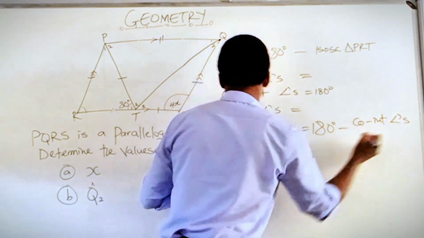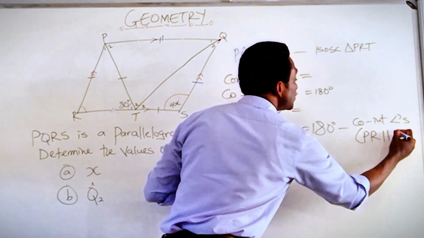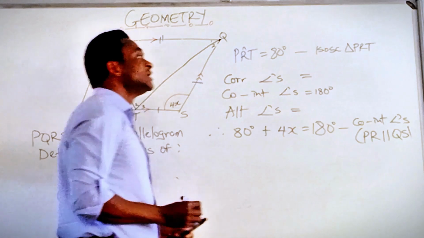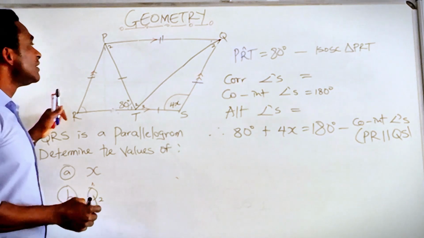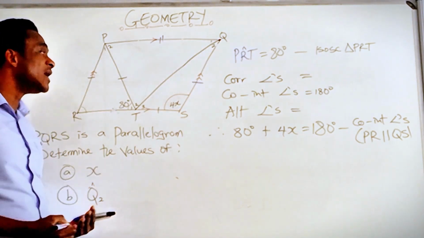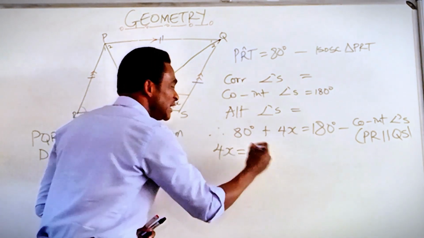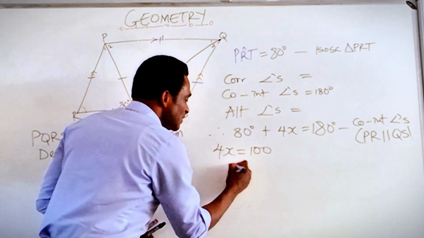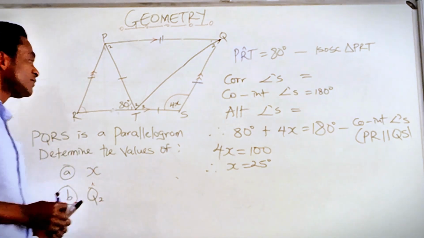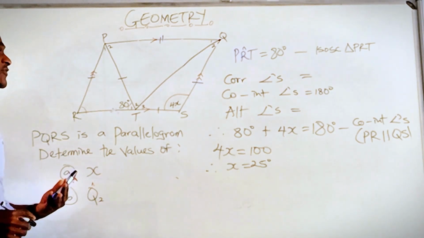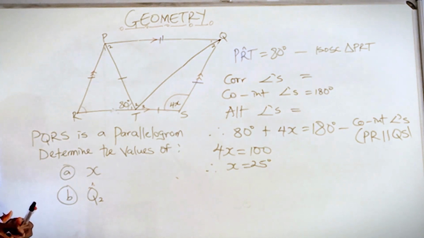They are co-interior because they share two parallel lines, which are PR and QS. Please mention the parallel lines in question. It is very important. They share parallel lines PR and QS. So because of that, they are co-interior. Now we solve for x. 4x will then be 180 minus 80, which is 100. It means the value of our x is 25 degrees. Remember, at this point of geometry, reasons must be given for every answer.